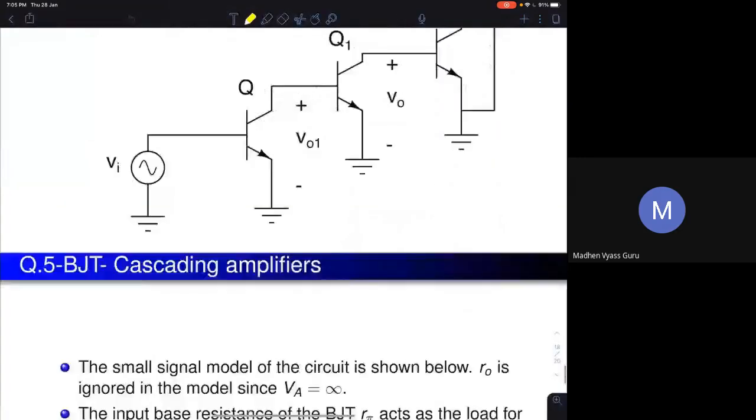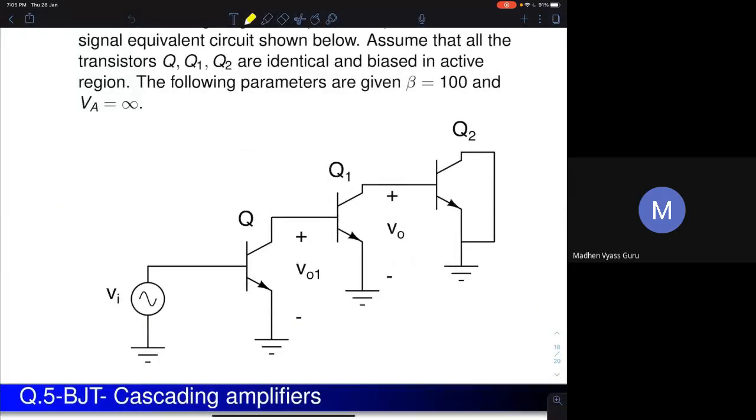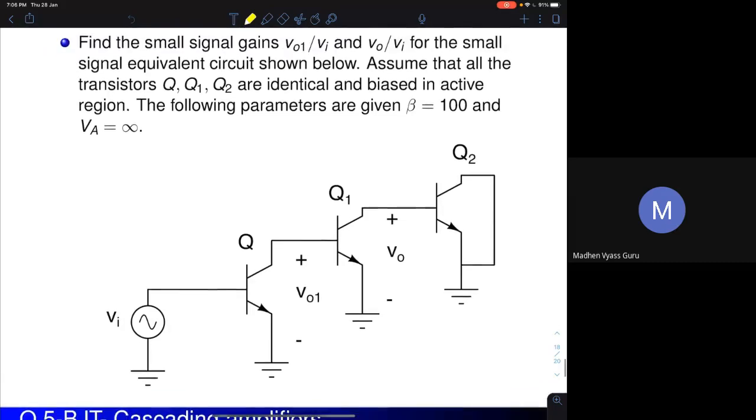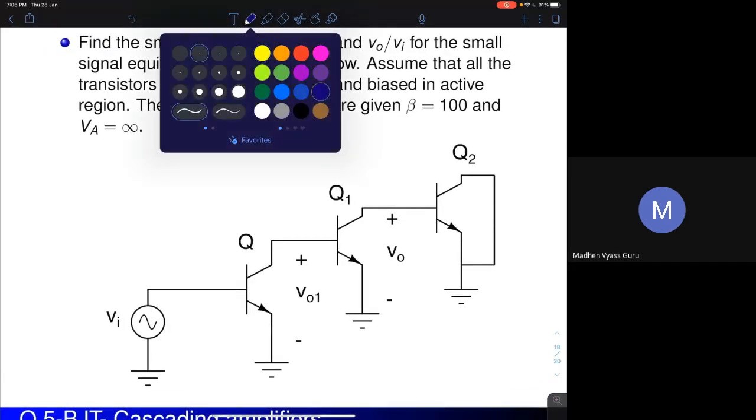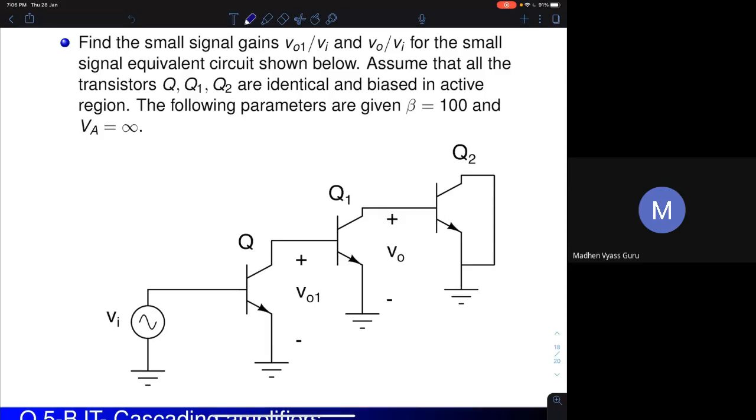Okay, I'll just solve the final problem in the tutorial and we'll be done with the tutorial questions. Now look at this. This is the question given to you. You are supposed to find the voltage gain of this amplifier stage by stage. You are supposed to find two stages. This is VO1, so you are supposed to find VO1 by Vi and V0 by Vi. Whenever you are given multiple stages like this, go stage by stage. You can draw the small signal model and analyze it stage by stage.